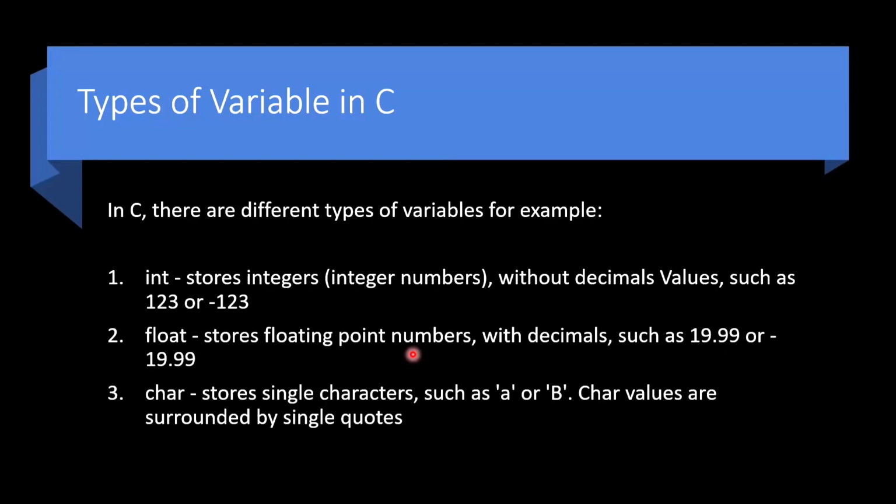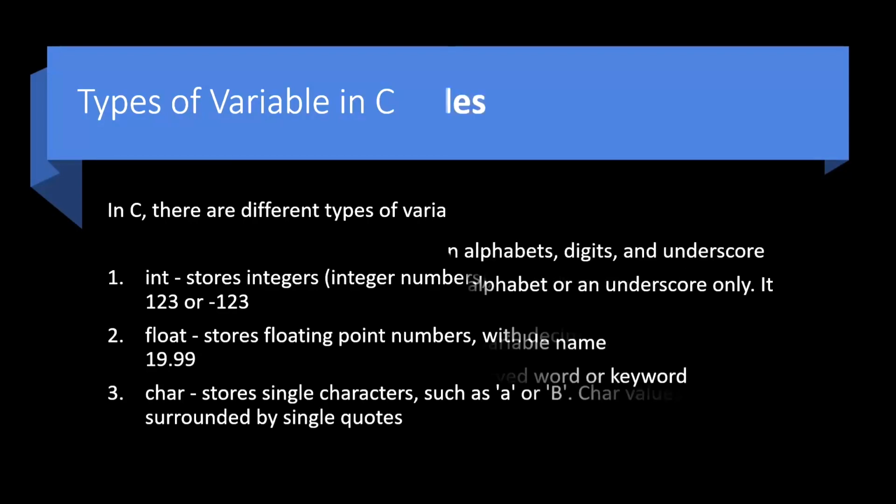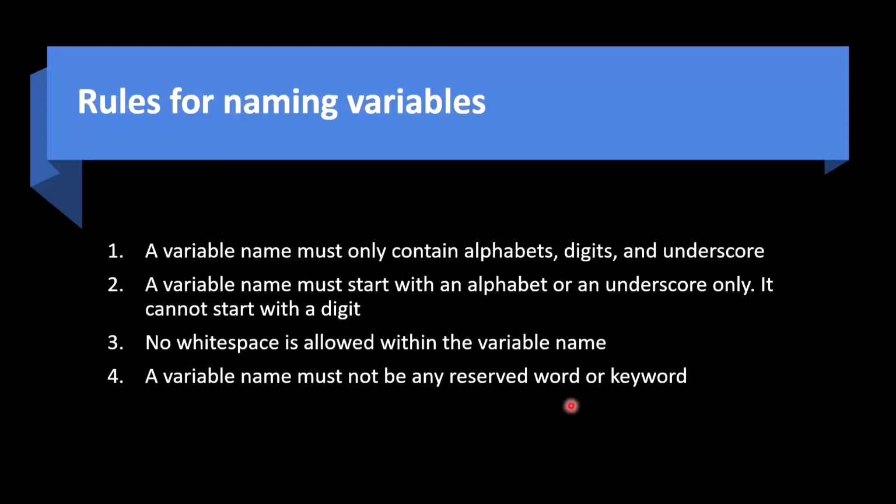Now if we want to store a character in our variable, we can use the char data type, which can store a single letter. For example, A, B, or any capital letter A, B, C, D, E, F, and any small letter. Now after that let's talk about the naming of variables.